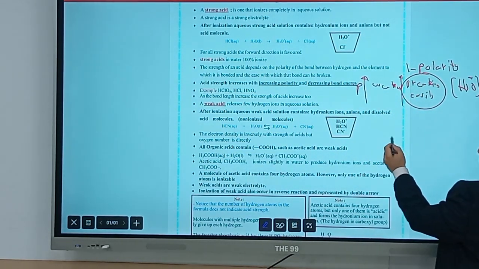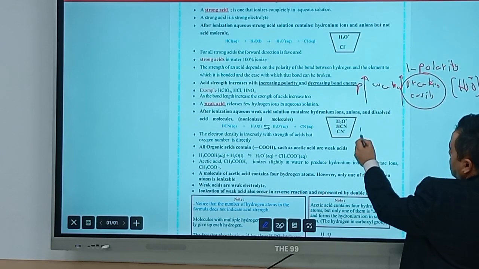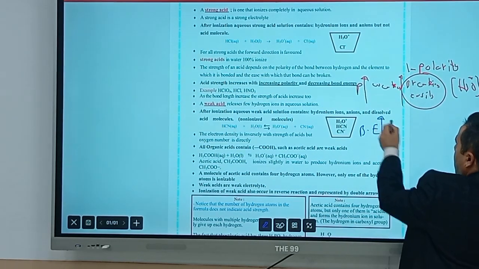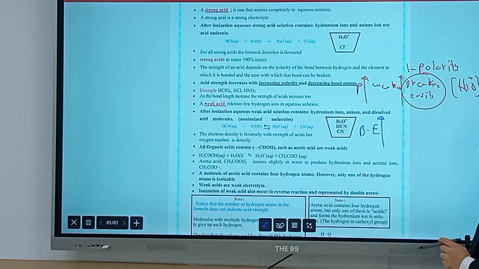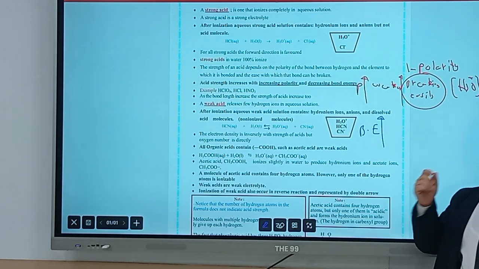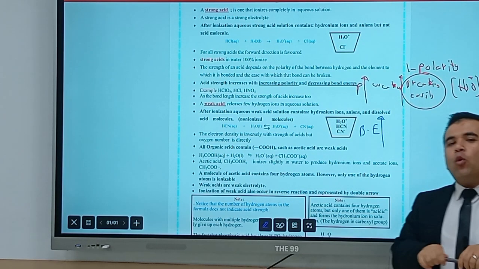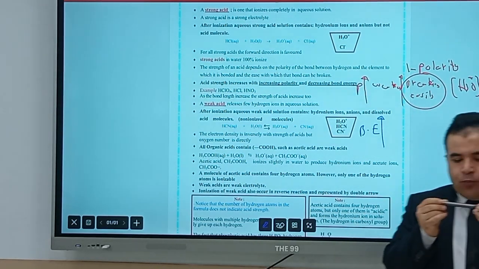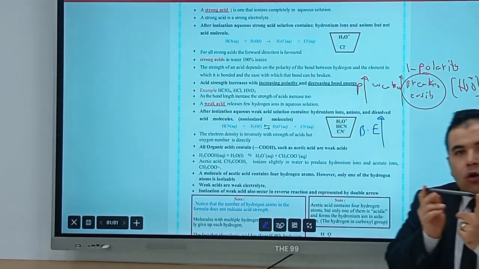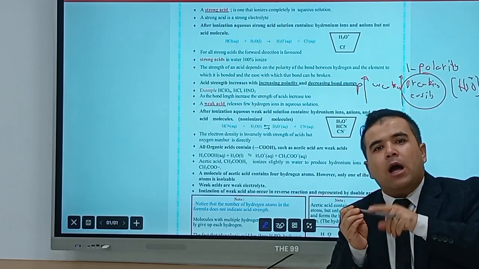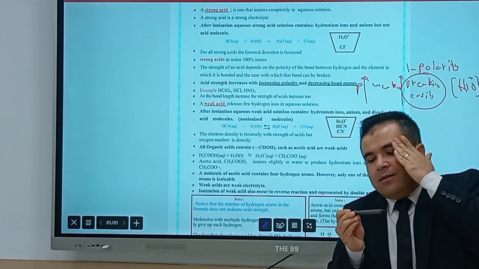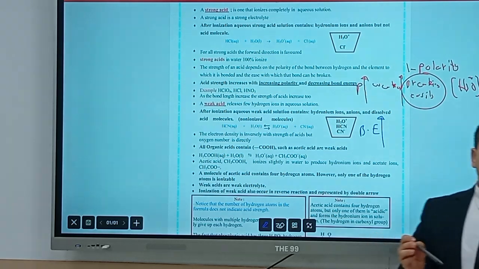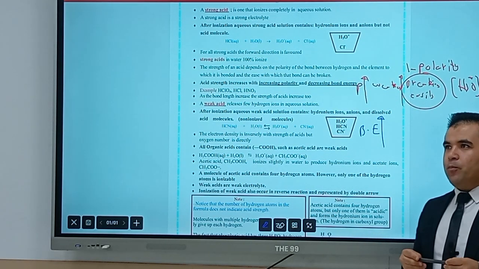Second, we have bond energy. Guys, the bond energy is the amount of energy required to break a bond. In order to break any bond, we have to provide energy somehow. And the amount of energy which we provide to break the bonds we call the bond energy.